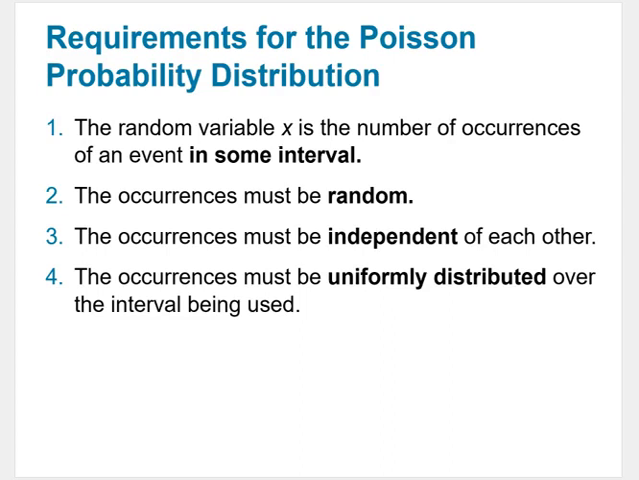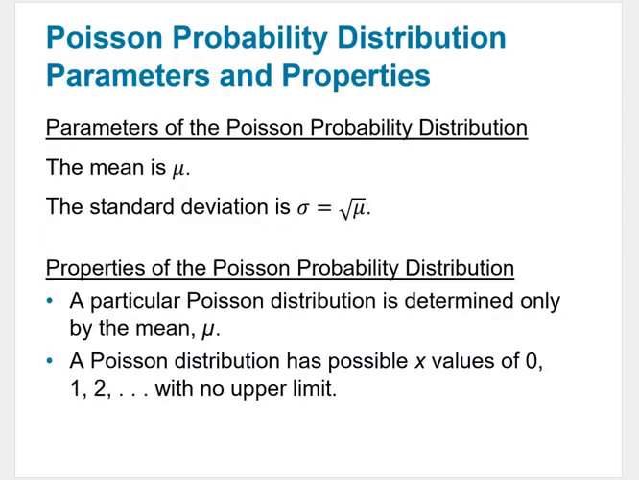There are four requirements for the Poisson probability distribution. The first is that the random variable x is the number of occurrences in some interval. The occurrences all must be random, the occurrences must be independent of each other, and the occurrences must be uniformly distributed. That's really the important one right there.